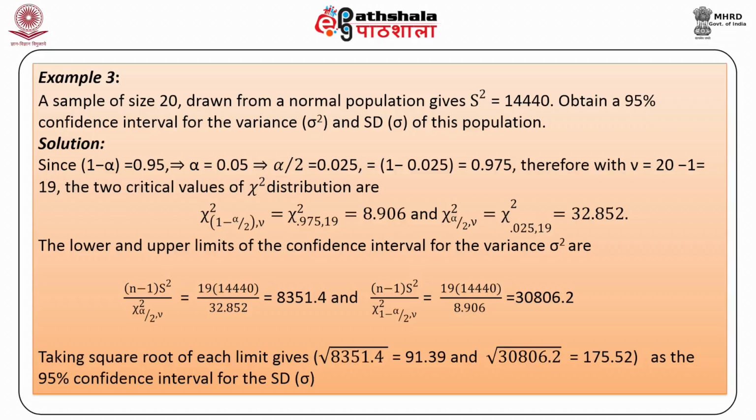If you take the square root of each of these limits, you will get the limits for sigma, and these come out to be 91.39 and 175.52, which are therefore the 95% confidence interval for standard deviation sigma.